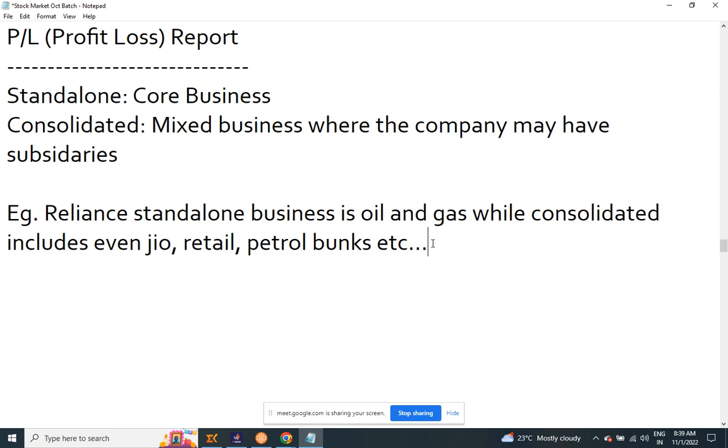MRF Tires is only standalone. Only the tires business he has been doing right from the time that it started. But still it is a great company. The price of MRF used to be 30-40 rupees. Today it is 90,000 rupees. So do not come under a judgment stating that consolidated business is good or standalone is good. No, there is no such rule. It is just that you should know what is the difference between them.